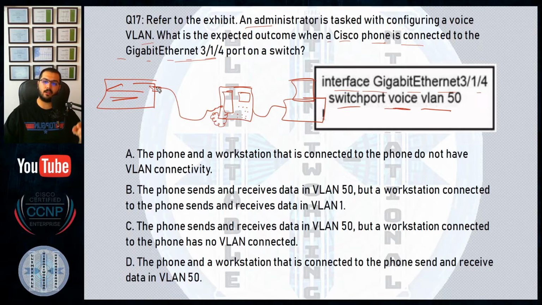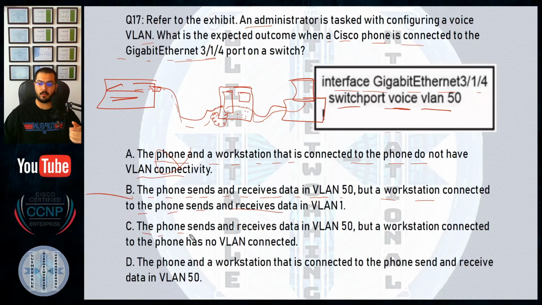What happened is that this switch port was configured with VLAN 50 as the voice VLAN. Every port can carry or encapsulate two VLANs at the same time, a data VLAN and the voice VLAN. So only the voice VLAN was shown here. Will that PC operate? It will operate by using the default VLAN that is already passing through this cable. So the phone and the workstation do not have the same VLAN connectivity. The phone sends and receives data in VLAN 50, but the workstation connected to the phone sends and receives in VLAN 1.